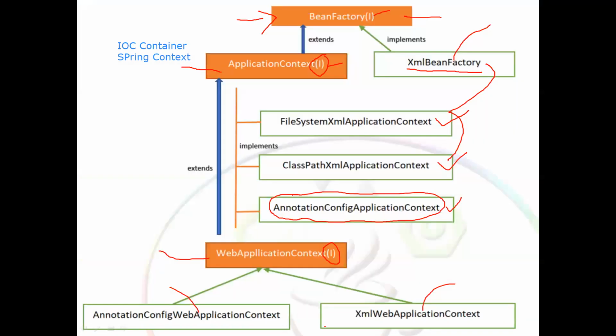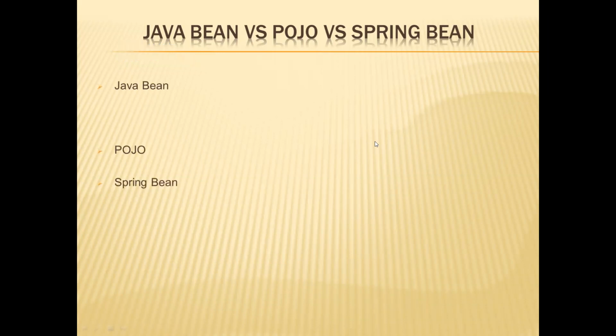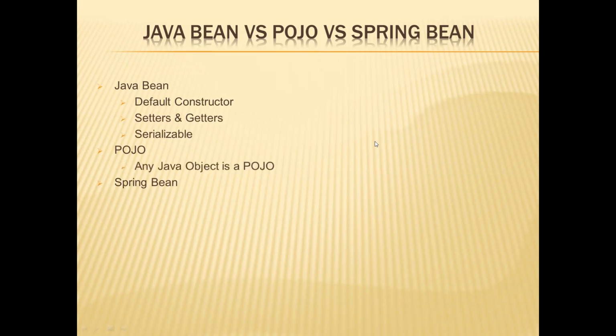To make it a Java bean. Now see here: a Java bean is a POJO with a default constructor, setter and getter methods, and Serializable. Then we can call it a Java bean. Now POJO means any Java object is a POJO class, a plain old Java object. We don't have any constraints.